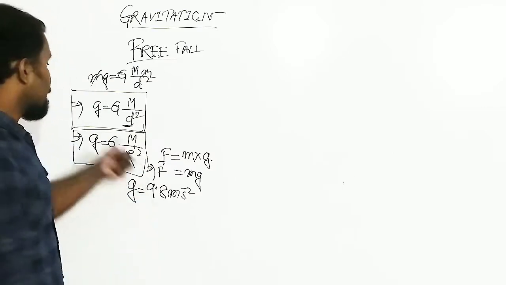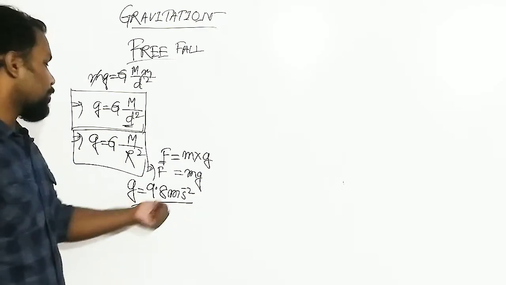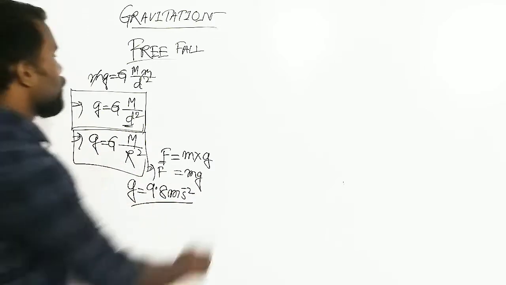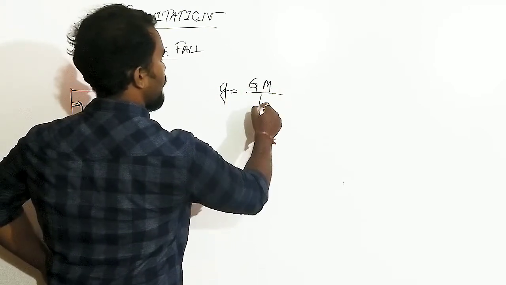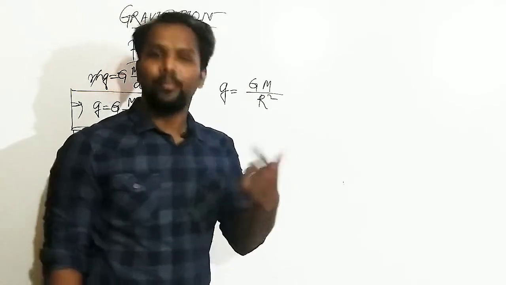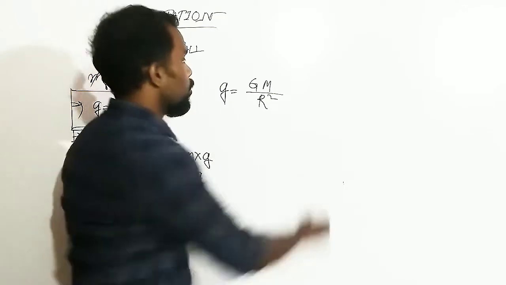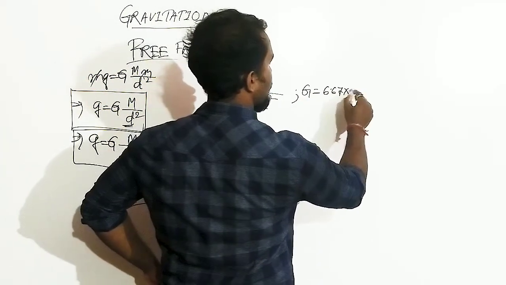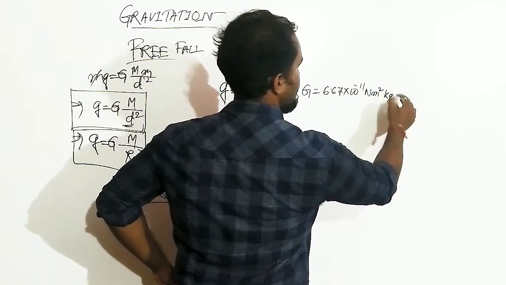Again, we can calculate the value of g. I have just told you that g has a value of 9.8 meter per second square. We can calculate this using the relation g equal to G M by R square. Here G is the gravitational constant, or universal gravitational constant, M is the mass of Earth and R is the radius of Earth. We have G equal to 6.67 into 10 to the power minus 11 Newton meter square per kg square.